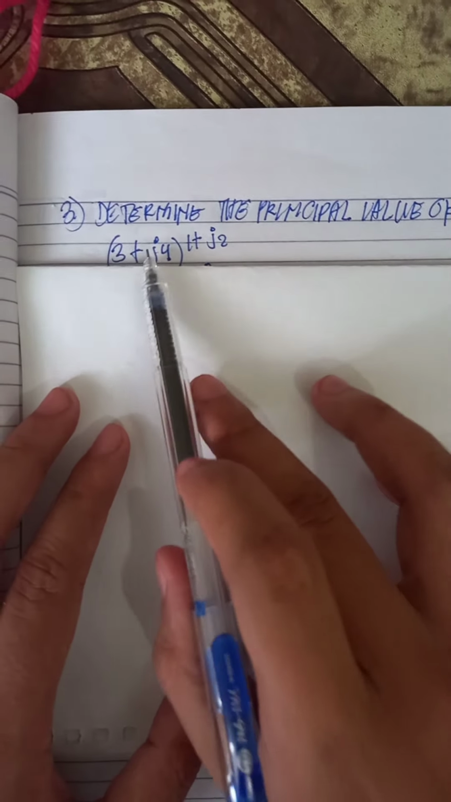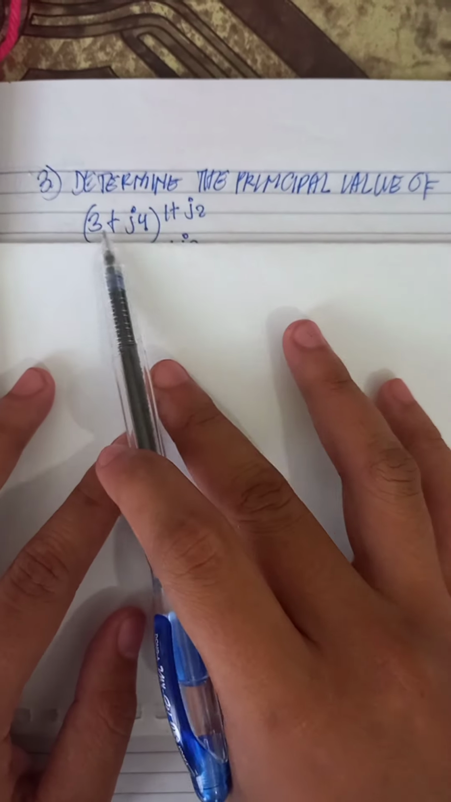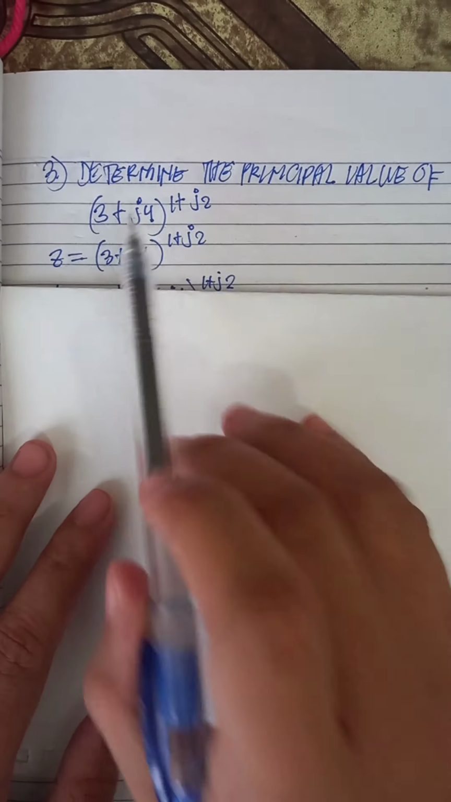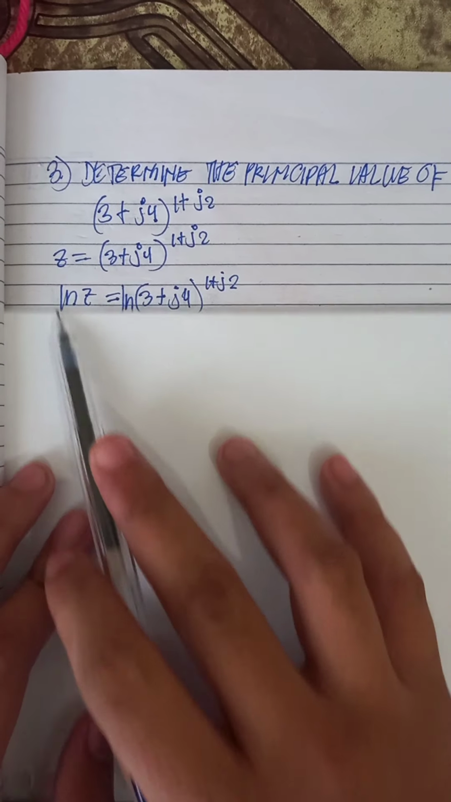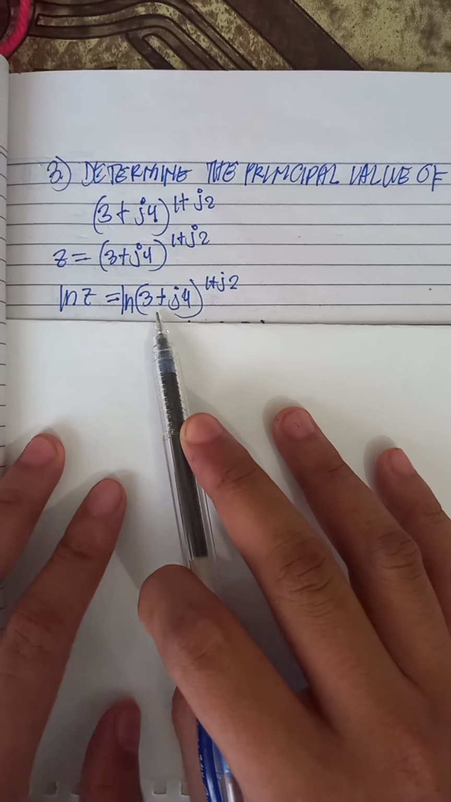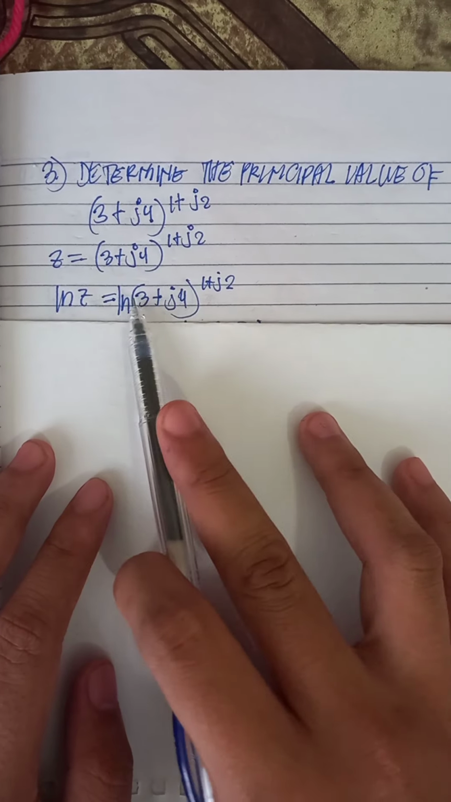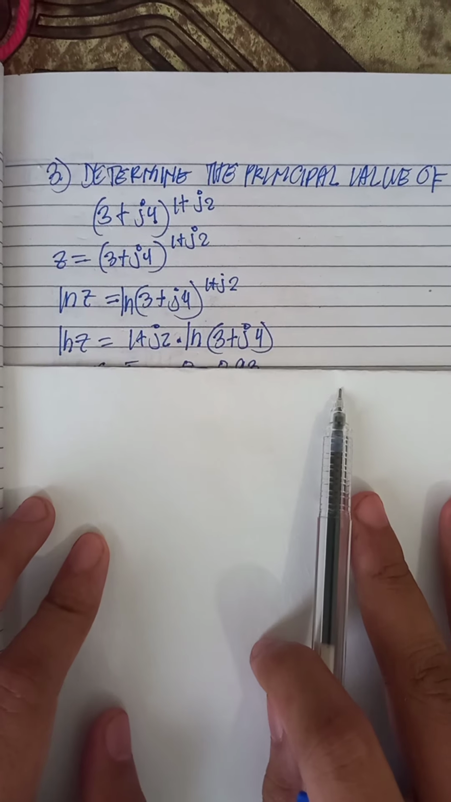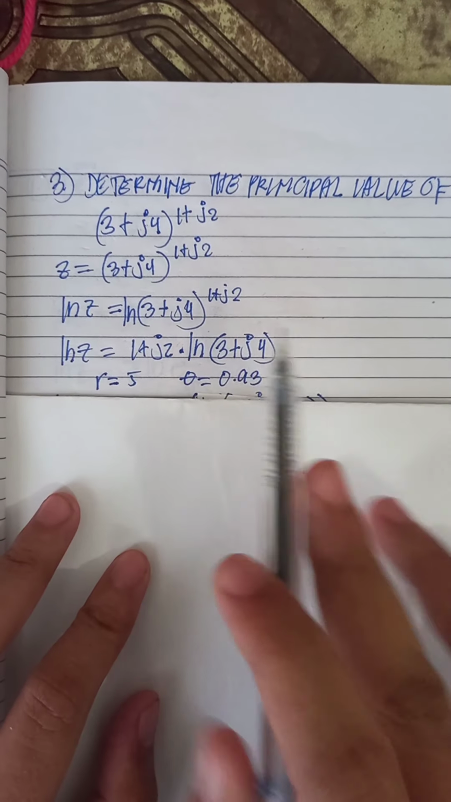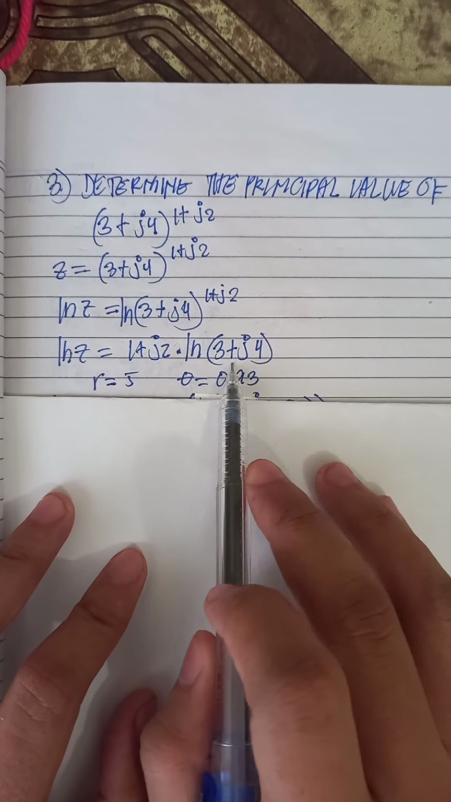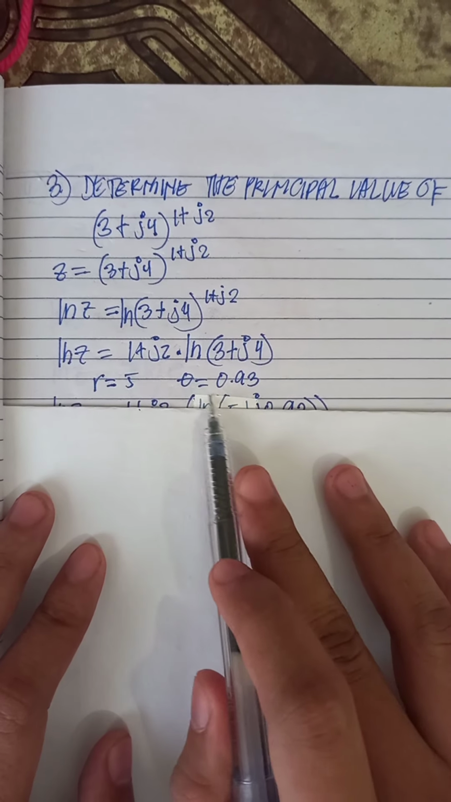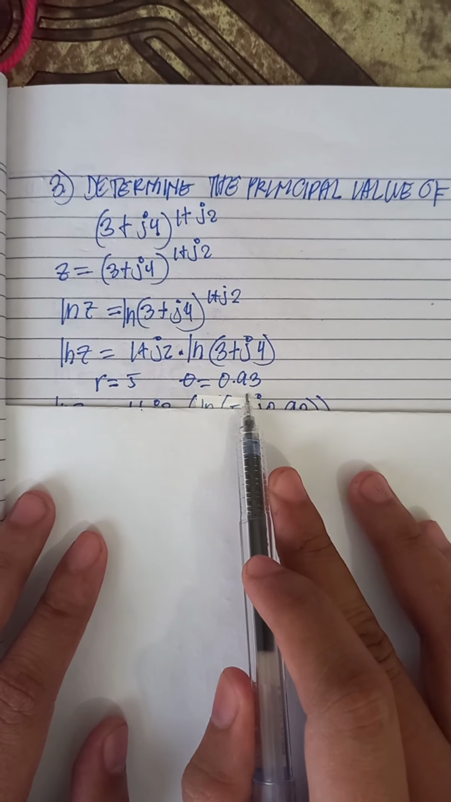Okay, determine the principal value of (3 + j4) raised to (1 + j2). So we have to equate it to z, and then we have to use the logarithm rules, ln z, so that we can move or transfer the exponent. Next step is we have to get the value of 3 + j4 in polar form. So the r is 5, and then the angle is 0.93.